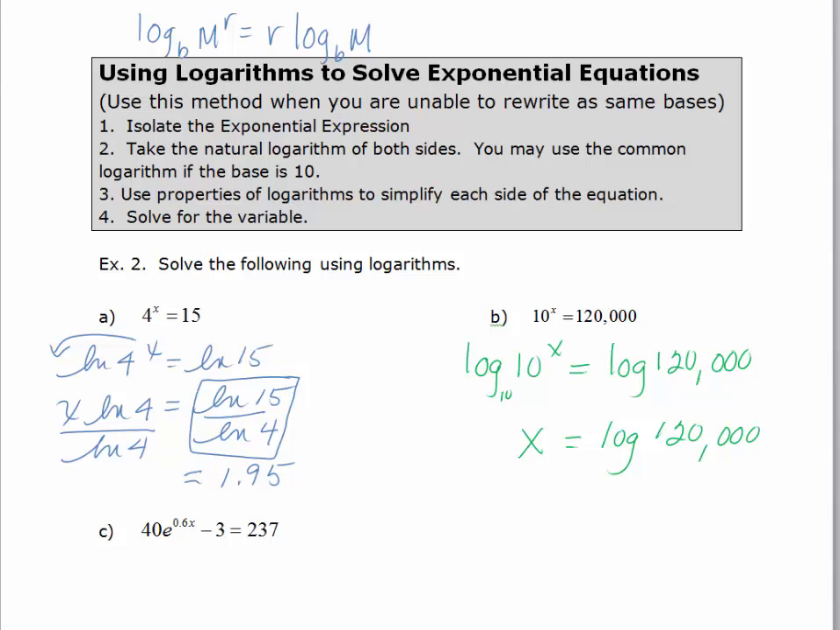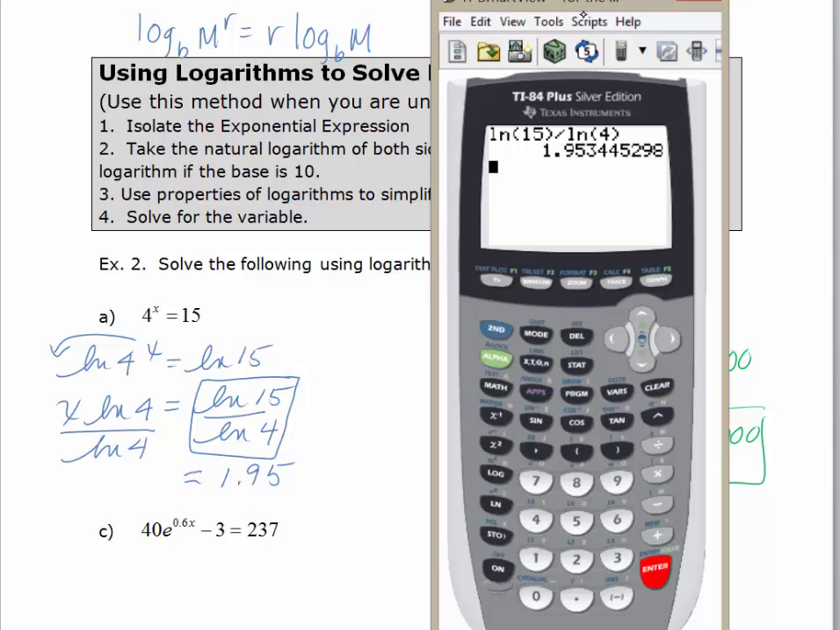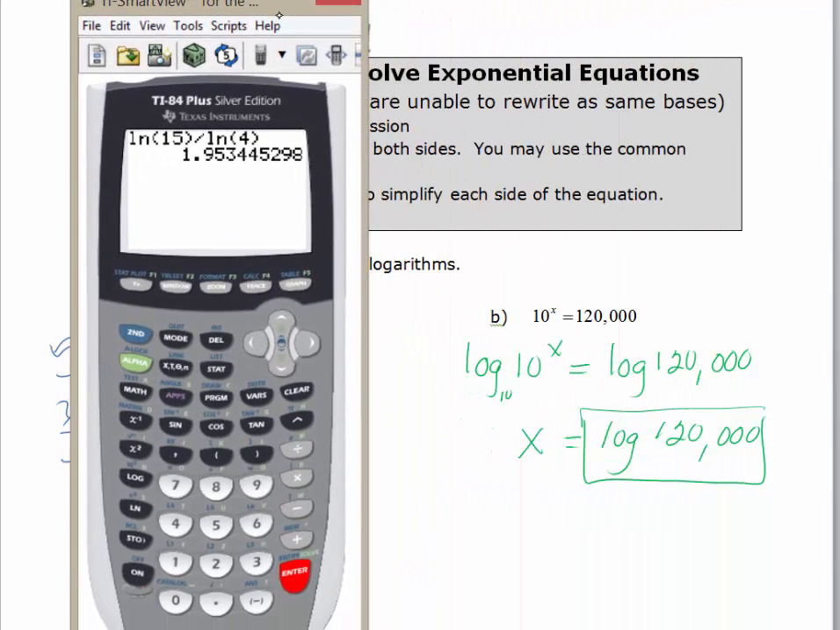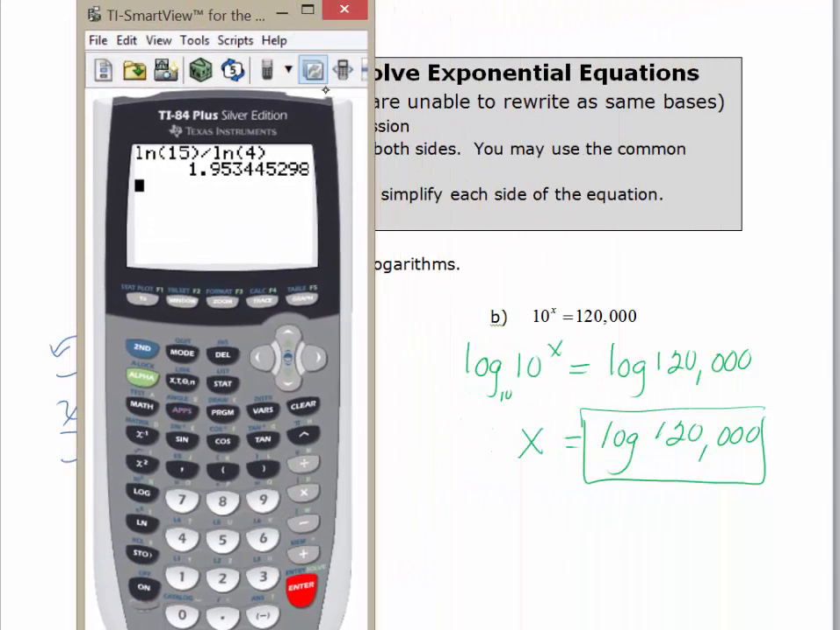This equals the log of 120,000. I'm going to evaluate. So this is again your exact answer, but we also would like to have an approximate answer, and so we'll use our calculator to help us get that approximate answer. So now there is a log button, right? So there's the log, that's implied base 10, 120,000.